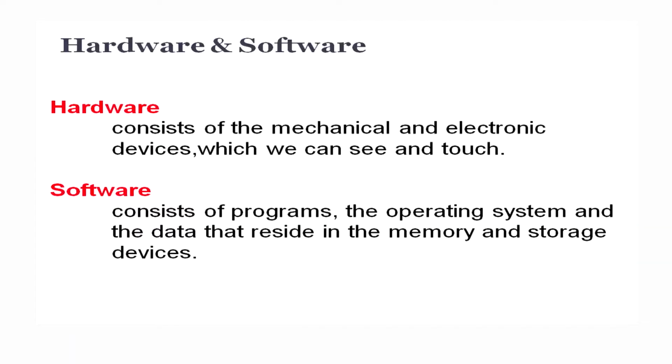Before moving ahead, let's first see what is hardware and what is software. Hardware consists of mechanical and electronic devices which we can see and touch. For example, the keyboard, the mouse, the monitor, all these are hardware devices. Software consists of programs, the operating system, and the data that resides in the memory and storage devices. Say, if I take a compact disc, the compact disc itself is hardware, but the programs, the songs, the movies that are stored inside it are software.